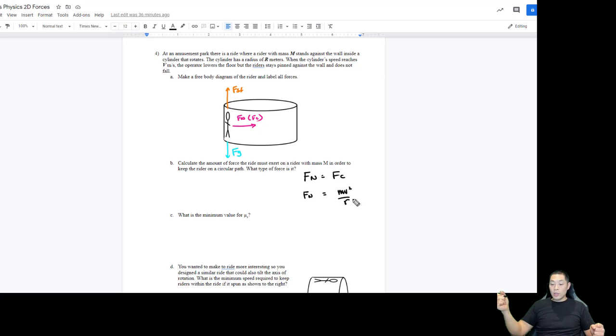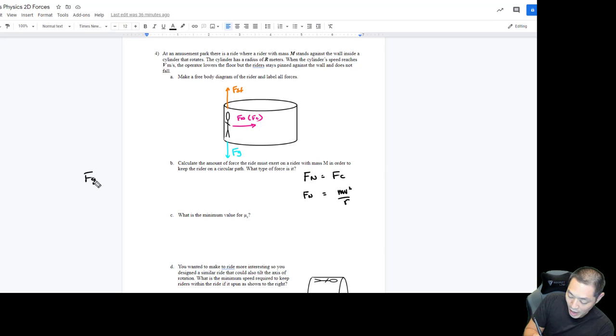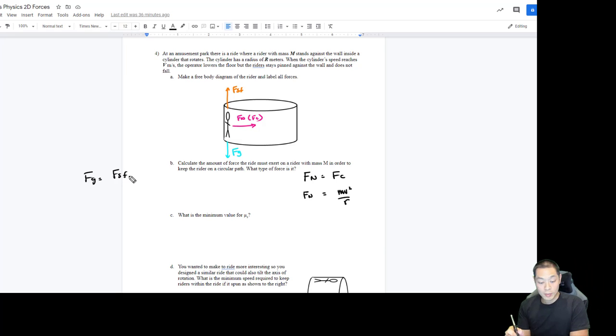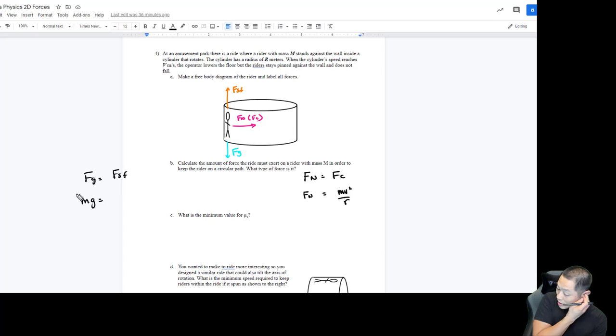Okay, so if you go too slow, though, something happens. You have to make these two equal and opposite, right? So here we also have to be considering that Fg has to also equal force of static friction. And this is where the relationship comes in. Fg is mg, and force of static friction is mu s Fn. So here is the condition.